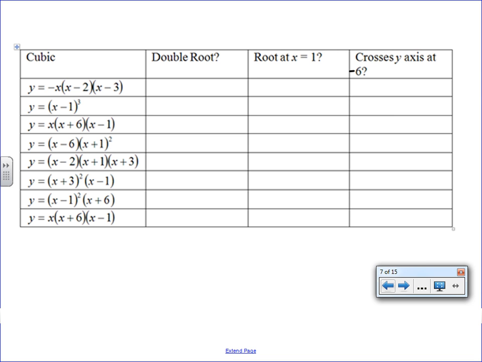Right, let's have a look through, see which ones have got which features. Okay, well I'm going to do double roots first, and I know that if I've got a double root, I'm going to be looking for something like that, with another bracket or something in there, aren't I? So I'm looking for anything that has a squared bracket. So this one here has one, this one here, and this one here. Perfect. What about a root at x is 1? Well, a root of x is 1 means that I'm looking for bracket x minus 1, because I want to solve that and get x equals 1.